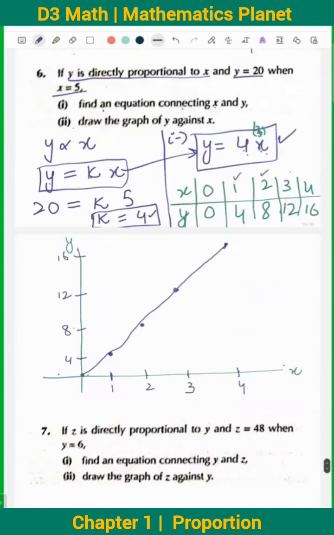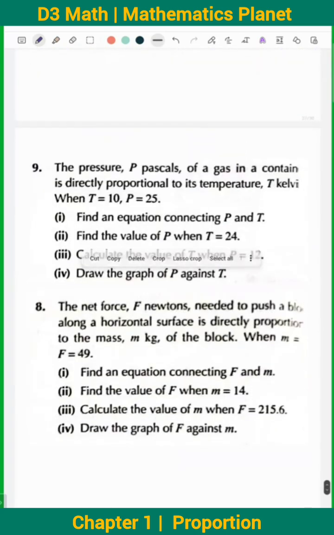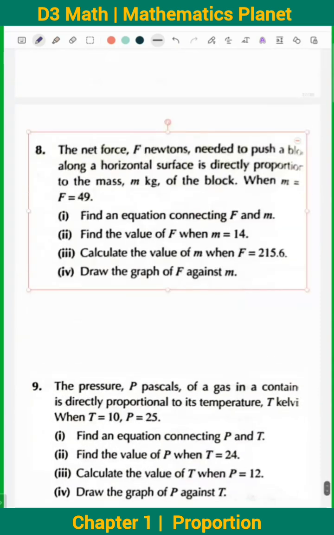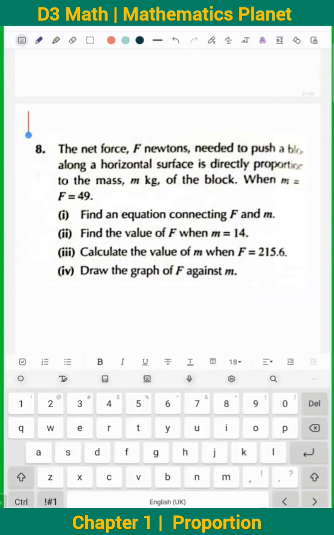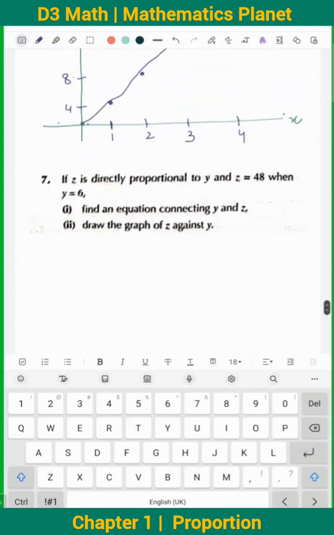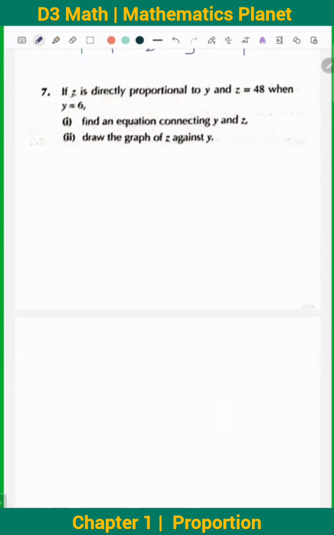We did question number 6. Okay, now we will do question number 7. If z is directly proportional to y, so just do the mathematical translation. Z is directly proportional to y, which can be written as z is equal to ky. All clear?